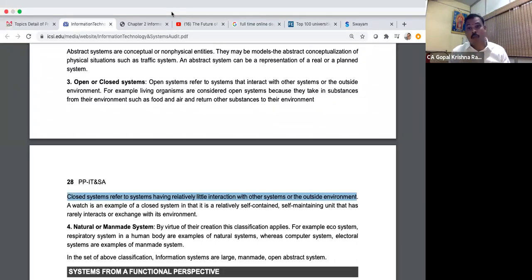Now, open system, closed system. I'll give an example for a closed system in a technology environment. For example, your office. Your office is in a LAN environment. What is LAN? Local area network. So you have an office on a floor of 7,000 square feet and almost 80 people are working. All 80 people have a system and they are all connected in the network. So these 80 are in a local area network. I repeat, they are in a LAN environment. So this LAN environment is a closed system. I repeat, LAN is a closed system.